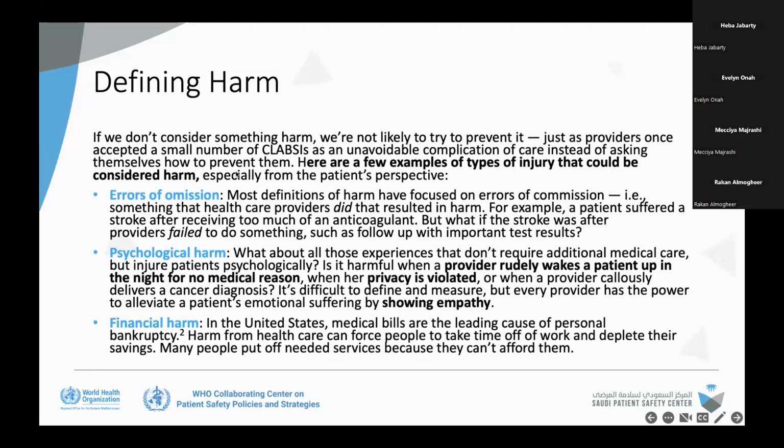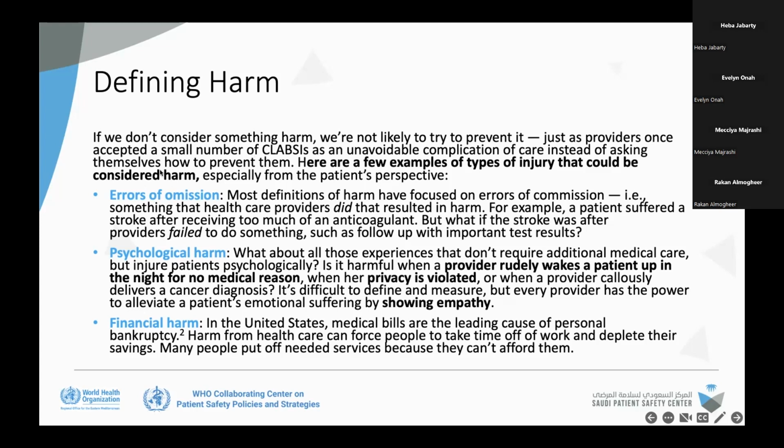So defining the harm, we said it should be during the hospitalization. Usually we have a few examples of types of injury that could be considered harm, especially from the patient perspective. So this is a general definition of harm, not the IHI definition. The error of omission: most definitions of harm have focused on error of commission, something that healthcare providers did that resulted in harm. For example, a patient suffered a stroke after receiving too much anticoagulant. But what if the stroke happened after the providers failed to do something, such as follow up on an important test result?